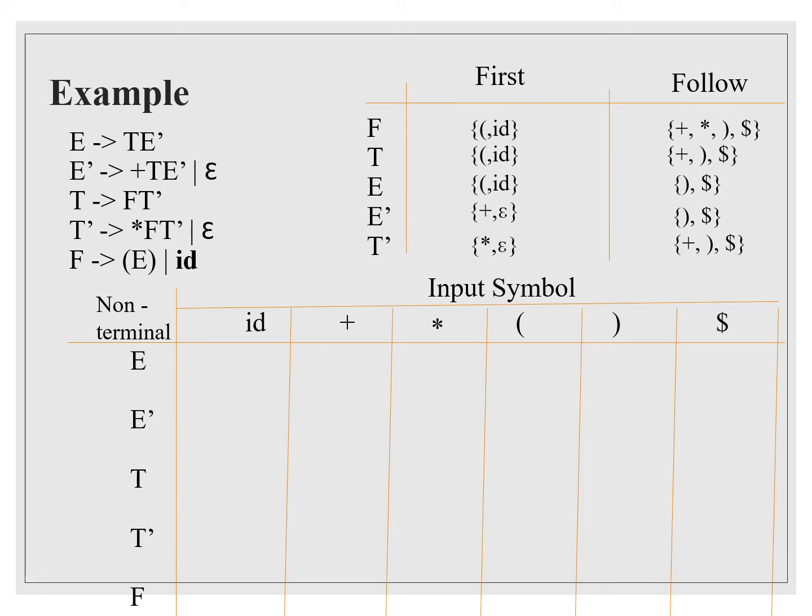Now, look at the first production. What is the first production? E derives TE dash. Okay, just take the production number 1, that is E derives TE dash. In which entry of the table do we have to add E derives TE dash? Whether we have to add in ID or in plus or in star or in open bracket or in close bracket or in dollar, where we have to add? That is the question, right? Therefore, what we have to do?